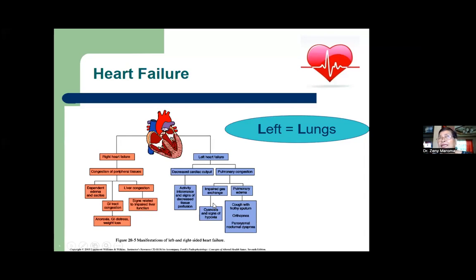Ano ang ating PCWP? The PCWP, pulmonary artery capillary wedge pressure, is high. Or pulmonary capillary wedge pressure, or PAWP, high. And ang normal nga natin, 4 to 12 mm mercury. Ito, mga 20, 25. Pagka 25, there's already an indication of impending pulmonary edema.